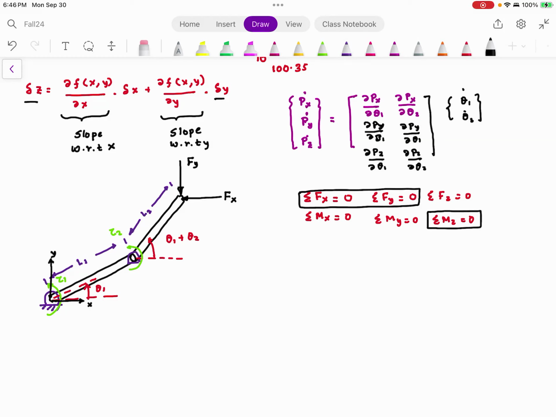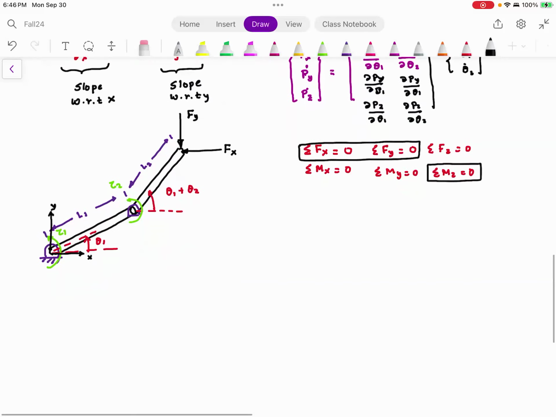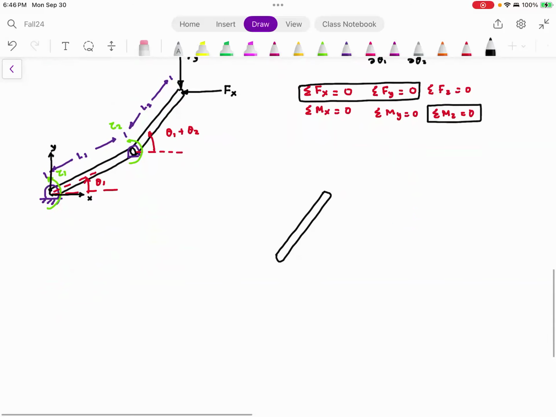As soon as the joint constraints are removed, internal forces come into the picture. What are the internal forces? Internal forces are the imaginary forces that come into existence as soon as you free the joint. So I'm going to draw the internal forces for this link, and then I'm going to draw internal forces for this link.